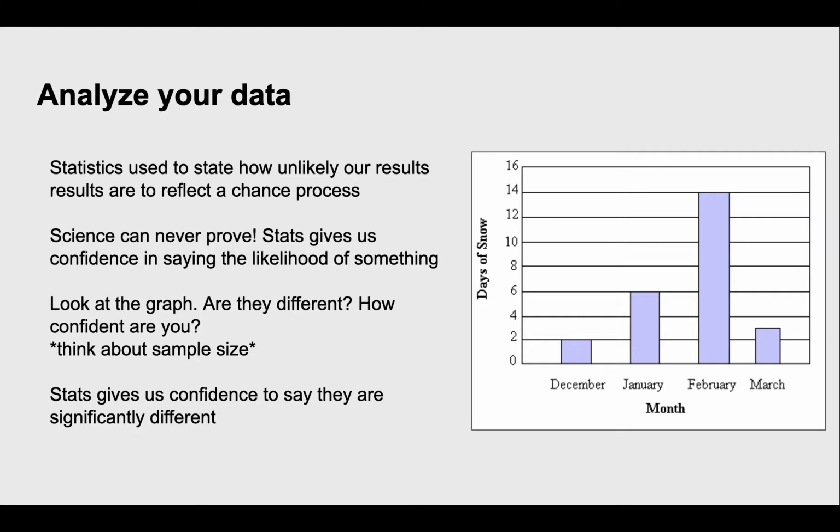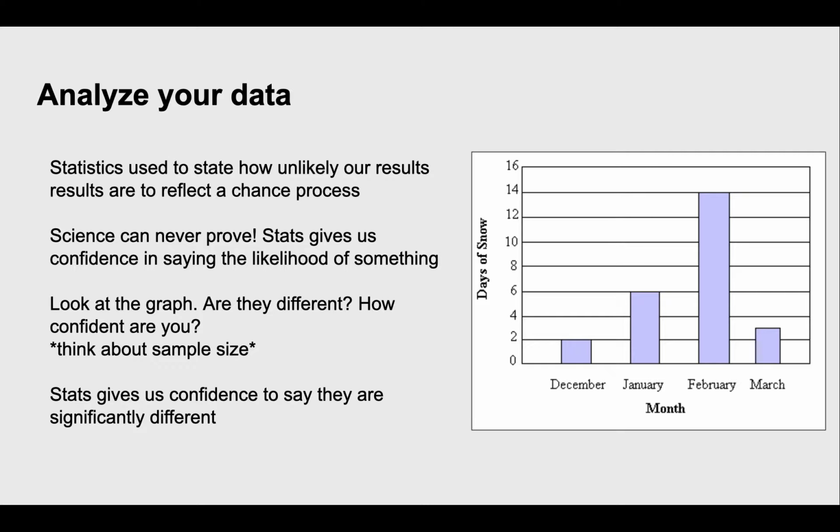So statistics, I'm keeping this very, very broad because this is not a math class. This is not a full semester science class here. But statistics are used to state how unlikely our results are to reflect a chance process. Basically we're looking at our data and saying, is this pattern really existing, or is this just due to chance?